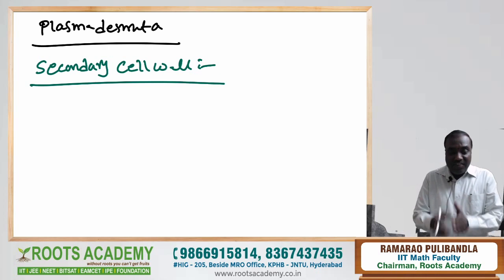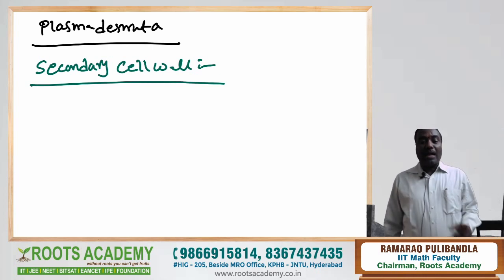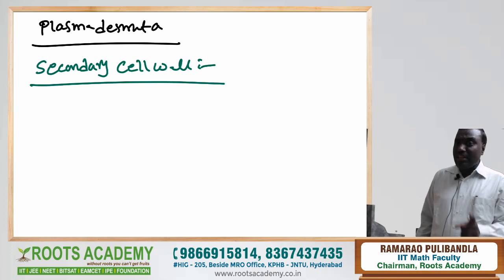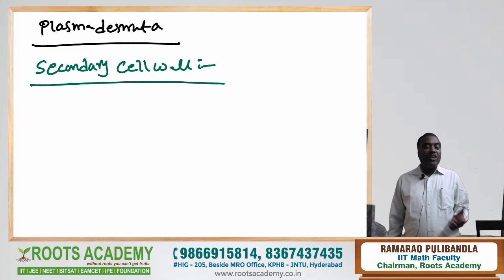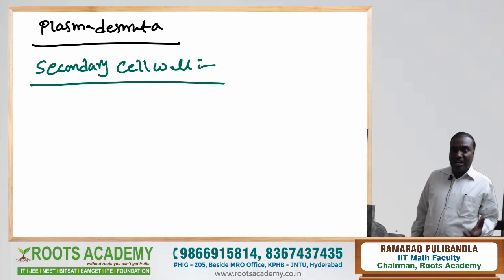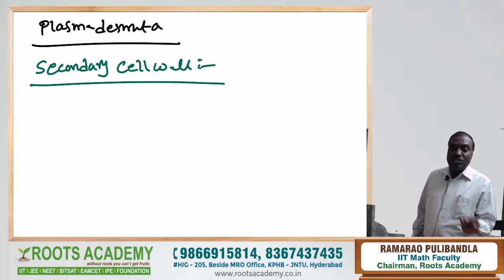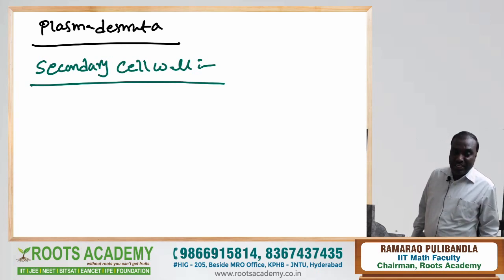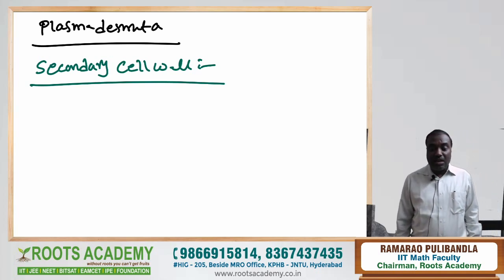So what are the differences between the primary cell wall and secondary cell wall? The primary cell wall is thin and elastic in nature. It is responsible for cell growth, elongation or expansion. The primary cell wall materials are cellulose, hemicellulose and pectin. These are about the primary cell wall. Next, the secondary cell wall.